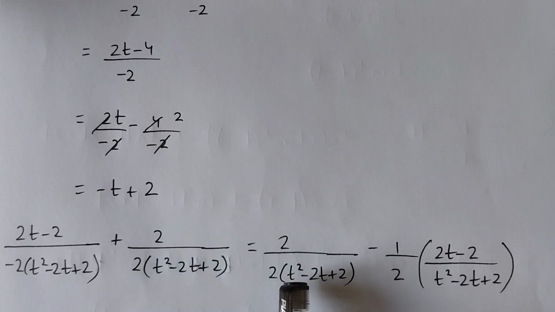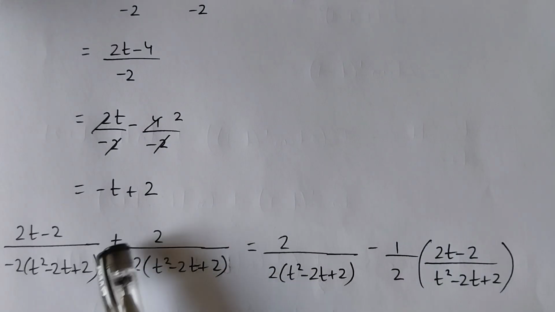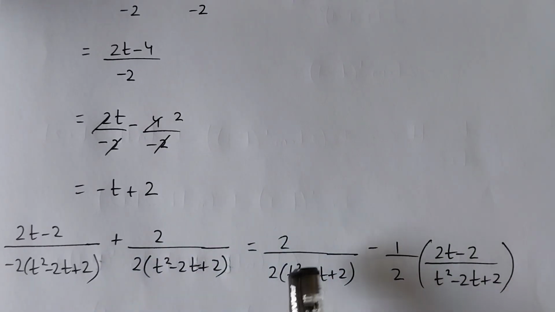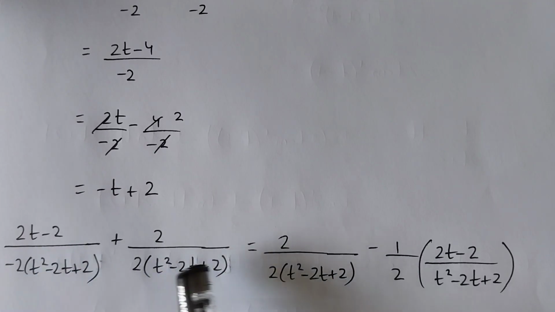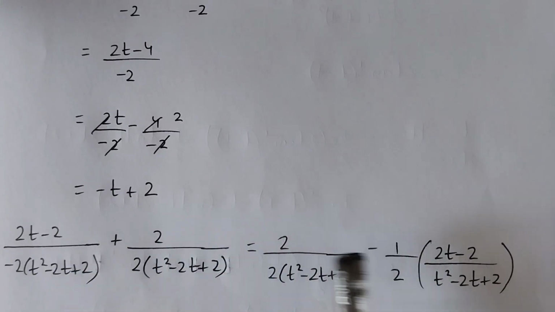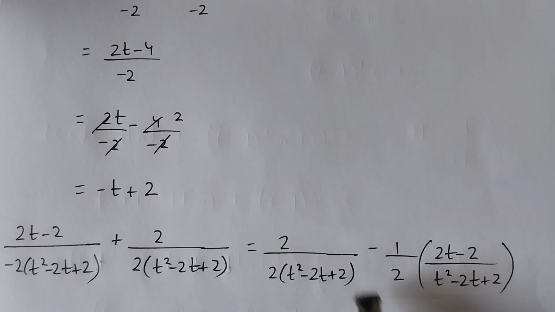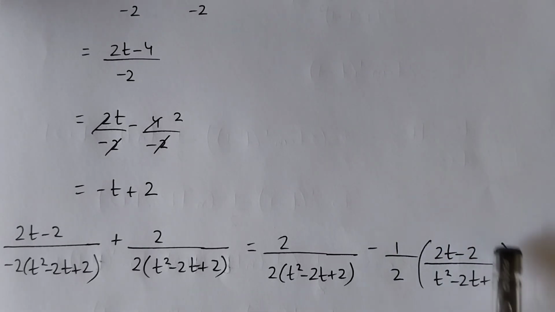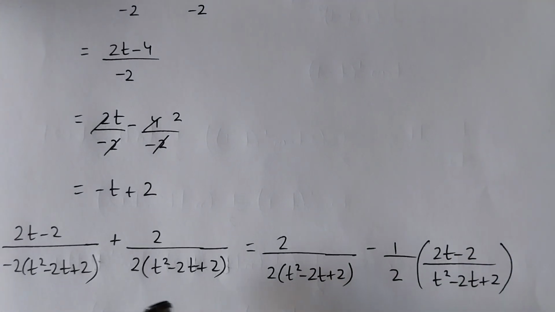2 over 2 times t square minus 2t plus 2 minus, I've just rearranged it. This was a positive term, so I've written it first. So 2 over 2 times t square minus 2t plus 2, and I've written minus 1 over 2. This negative sign goes to the numerator, minus 1 over 2, and I have taken it outside, and times this 2t minus 2 over t square minus 2t plus 2. So the integral of this thing is simple, minus 1 over 2 times 1 over 2 times the natural log of this denominator, because its derivative is written in the numerator.